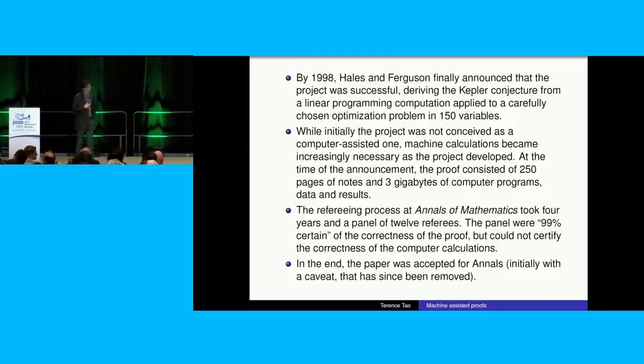And it was famously hard to referee. It took 4 years for Annals to referee the paper with a panel of 12 referees. And even then, the panel were only 99% certain of the correctness of the proof, and they couldn't certify the correctness of the computer calculations. Because, in principle, it was all doable, but the referees would have to implement all these different computer calculations themselves. But it was eventually accepted.